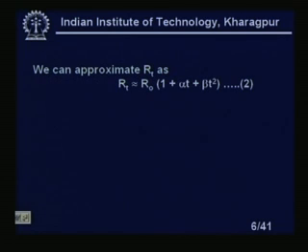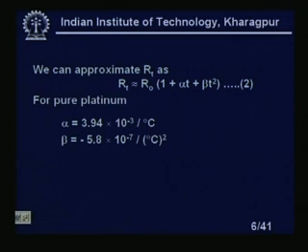We can approximate RT as RT equal to R naught into 1 plus alpha t plus beta t square. This is equation number 2. For pure platinum, alpha equals 3.94 into 10 to the power minus 3 per degree centigrade, and beta equals minus 5.8 into 10 to the power minus 7 per degree centigrade square.